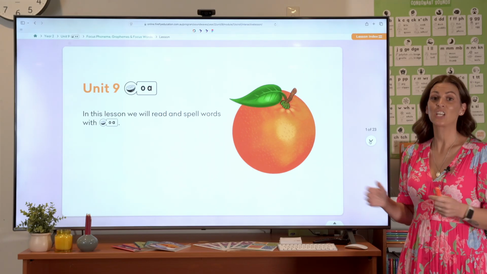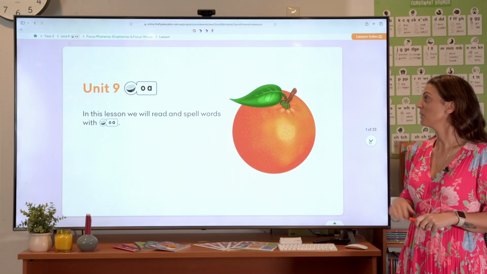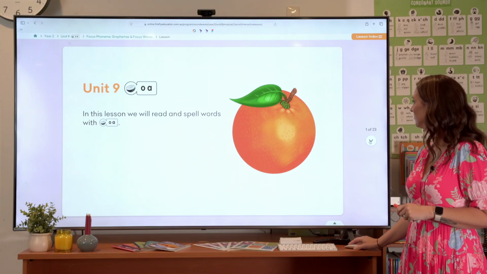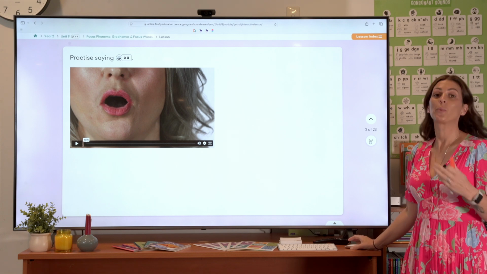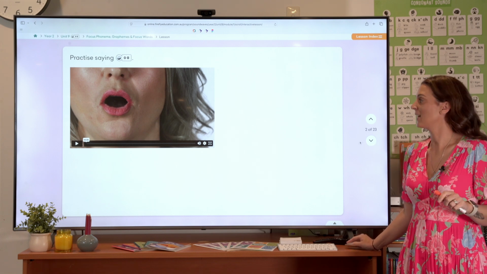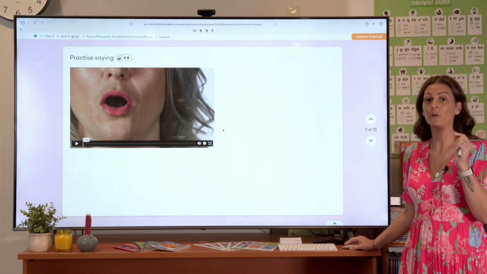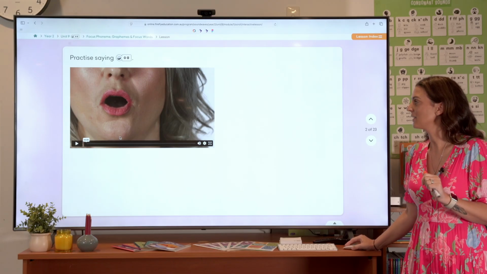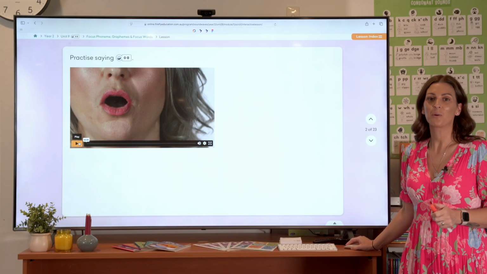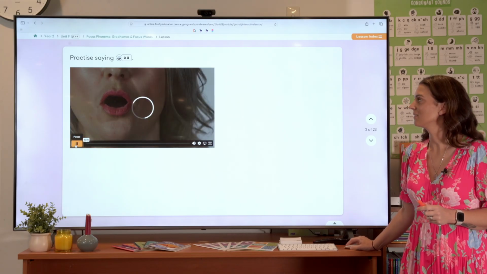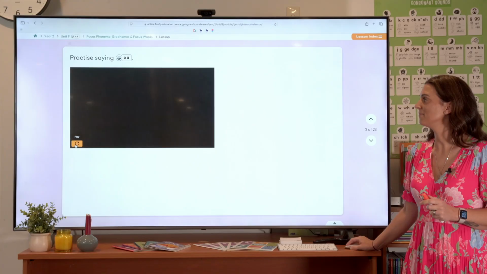Okay, so in our Sound Waves lesson today, we're going to be reading and spelling words with O. So we're going to practice saying the sound. Following along with the video and remembering we echo the sound, we're going to be copying what we see on the screen and copying what we hear coming through the screen. O, O, O.